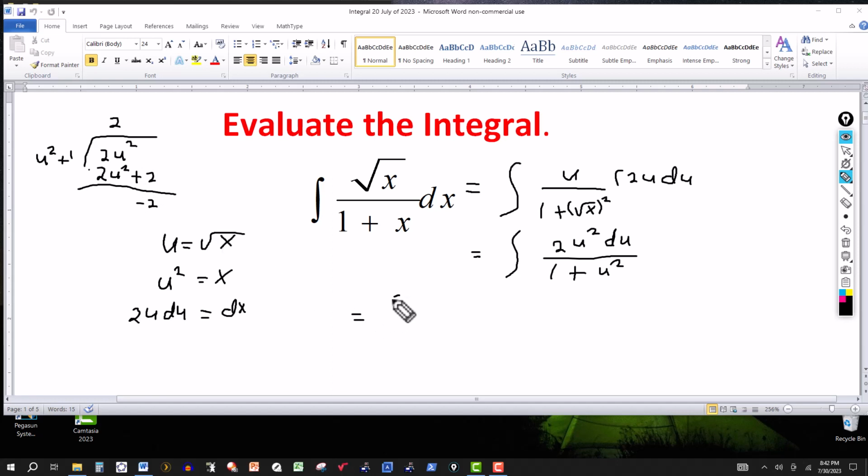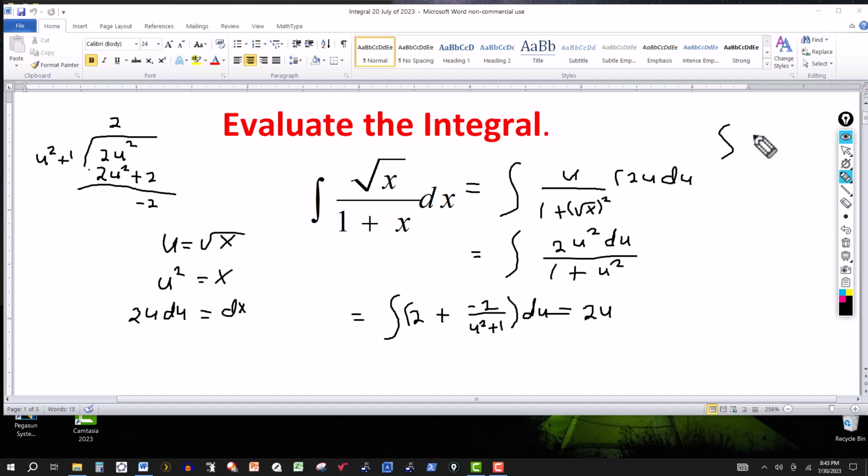So we can write this as the integral of 2 plus the remainder, which is negative 2, over the divisor, which is u squared plus 1. So I can break this down into two integrals, and integrate term by term. So this is going to equal the integral of 2 with respect to u, which is 2u. And you can look at this one here. If I factor out the negative 2, this would be 1 over u squared plus 1.